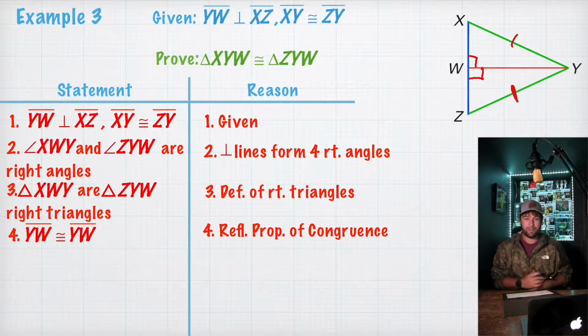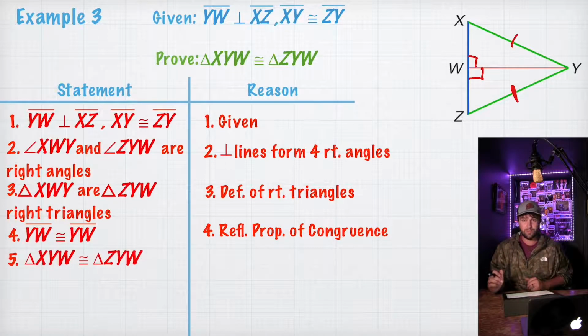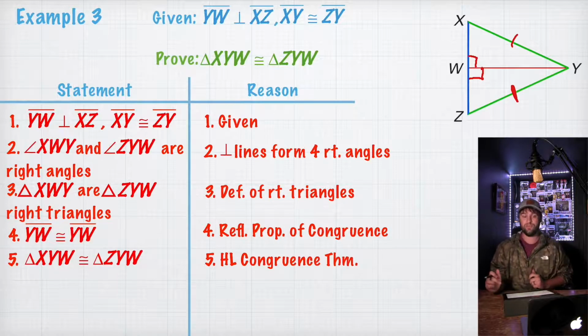I love that property because we use it all the time. Now we know that the center line that they share and the hypotenuse are congruent. So we can actually say that triangle XYW is congruent to triangle ZYW by the HL congruence theorem, hypotenuse-leg congruence theorem. Sorry.